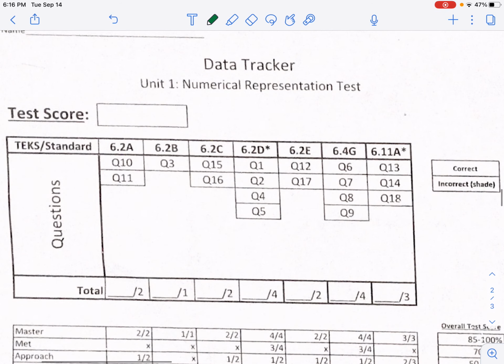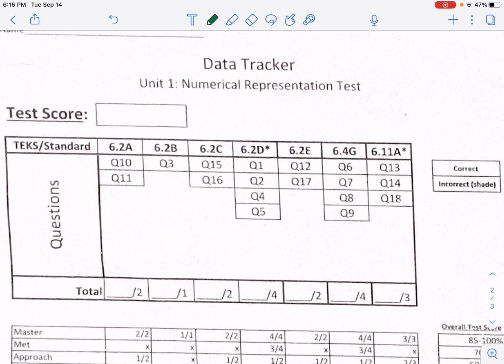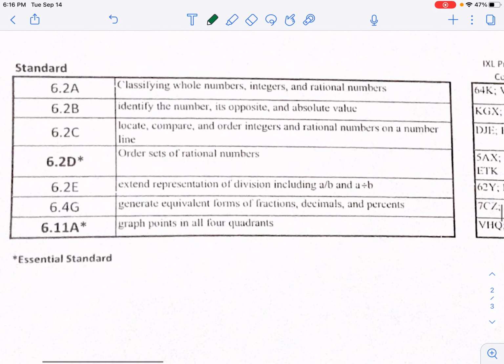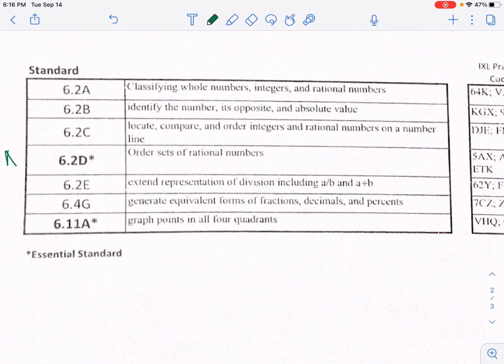Here we have each question organized into standards. Hopefully you've seen something like this before. For example, 6.2a, 6.2b, and so on. These are just the different topics we have to teach you in 6th grade math. There's a reason why this one has a star and this one has a star. Look down here. It tells you what the actual standard is. The first one with the star is 6.2D.